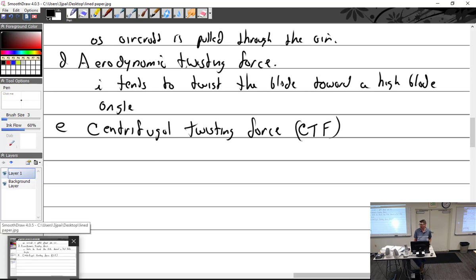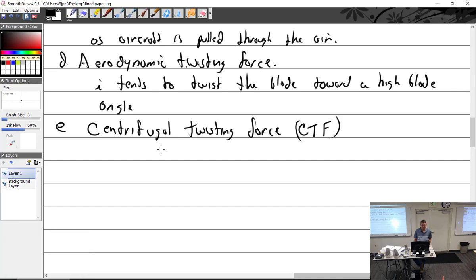But Kevin, wouldn't it tend to twist it towards a low blade angle, towards flat? No, you got it backwards. Did I write it backwards? No, he has it backwards. Flat is when it's up and down. Wait a minute. No, yeah. Aerodynamic twisting force, this way. That's centrifugal, going this way. Got it. Sorry, my bad. Because I was twisting it this way. I should have twisted it this way. That's why I had to turn that other drawing sideways.